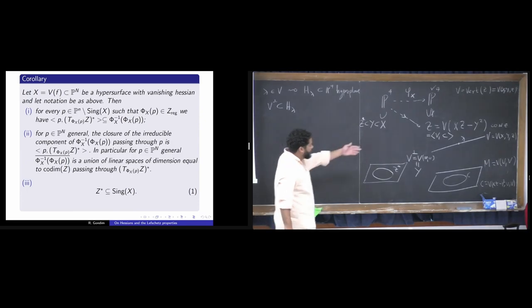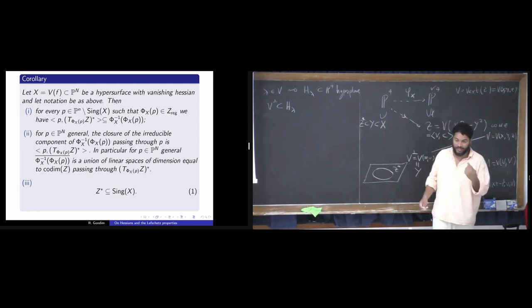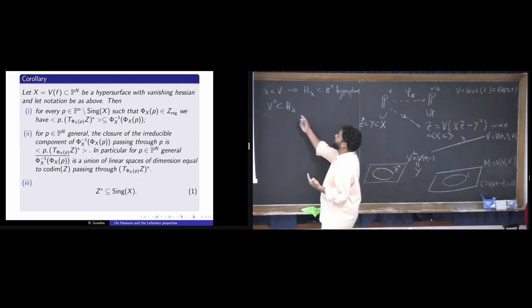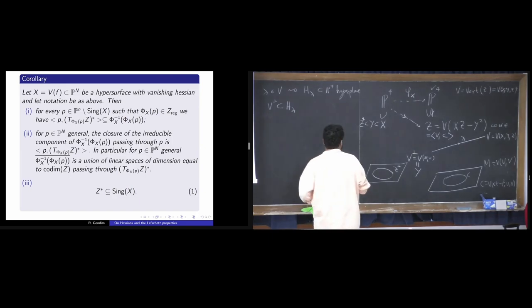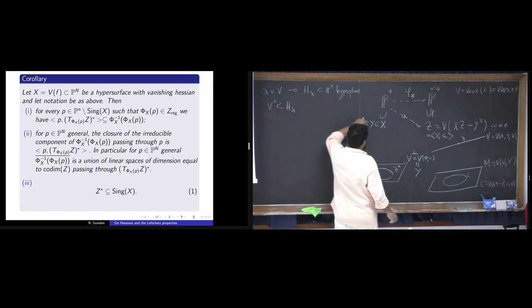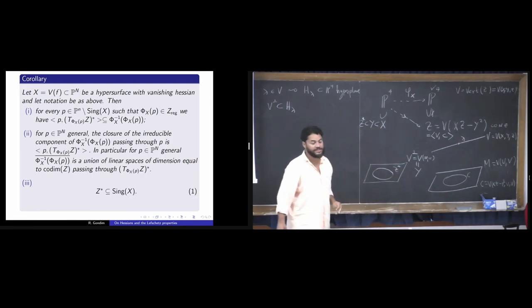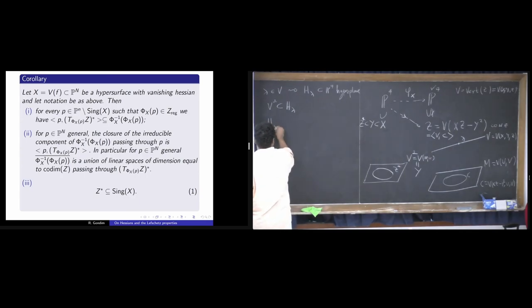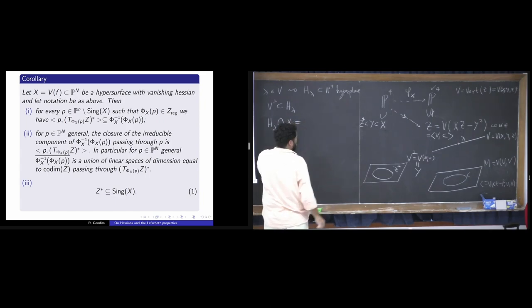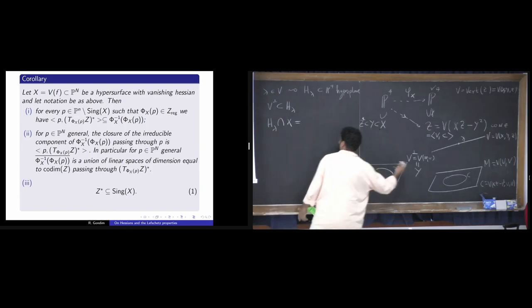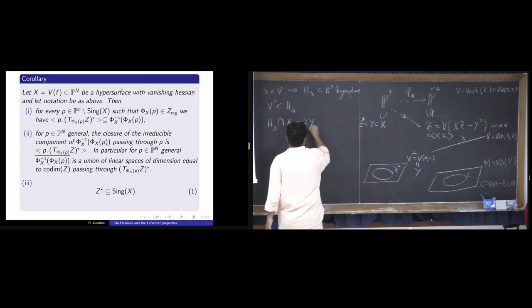Moreover, V parametrizes the one-dimensional family of hyperplanes of P4 containing V dual. Since X is a cubic hypersurface and this plane appears with multiplicity 2, if I intersect H with X, I get 2 times Y plus another plane.